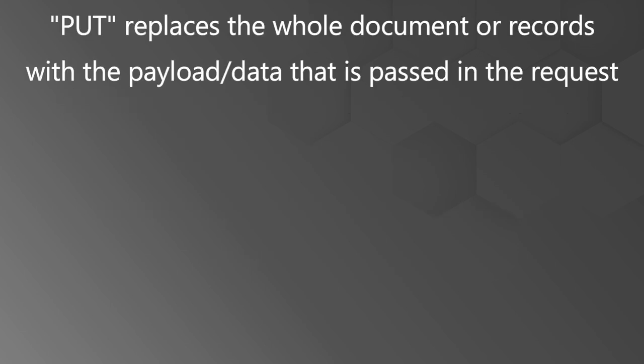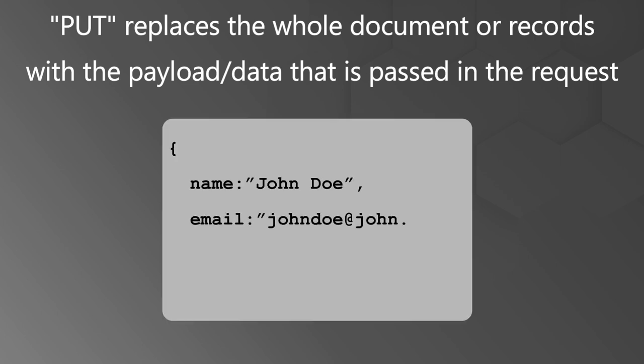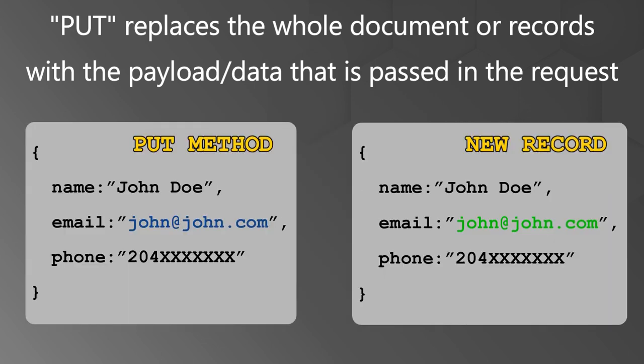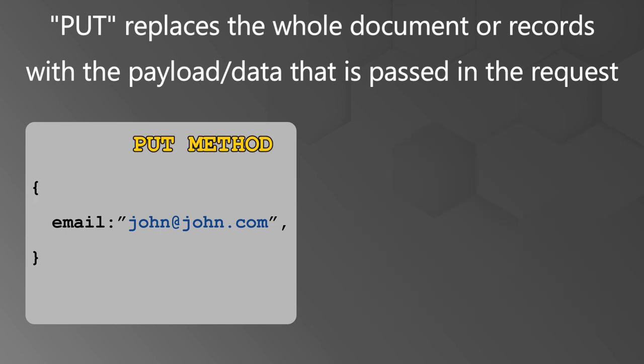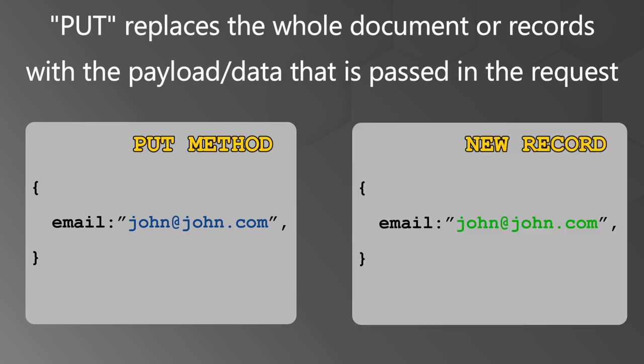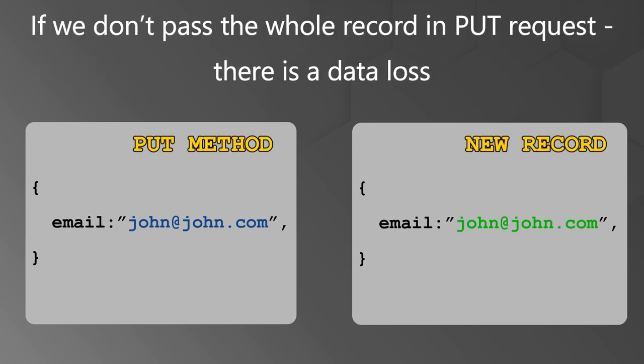According to the theory, put replaces the whole document or record with the payload or data that is passed in the request. For example, if you have a record like name, email, and phone, and if you want to change the email in the record, then you have to pass the whole record just to update the email, like this. If you just pass email, then the whole record gets replaced, that is, the new record will be just email. That means if we don't pass the whole record in the put request, there is a data loss.